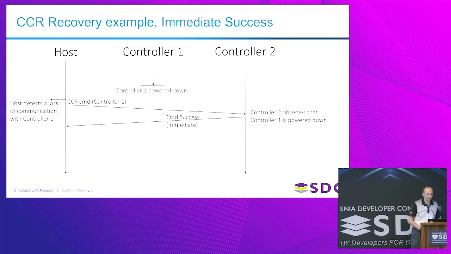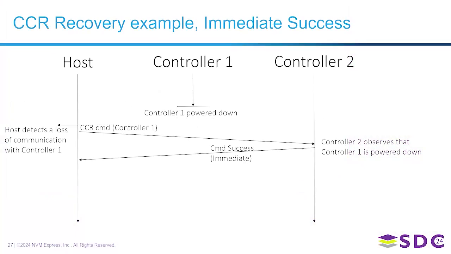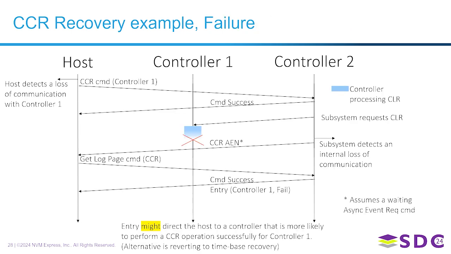So this is success. This is another example of success. This is where controller 1, there's no cleanup to do because controller 1's gone. Or maybe controller 1 is already done with the cleanup. So the host detects a loss of communication. It talks to controller 2. Controller 2 makes an observation that the cleanup's already done or that controller 1 is powered off. And then it sends back a response that marks it as success and you can proceed with recovery. You don't need to, and you cannot wait for an asynchronous event notification.